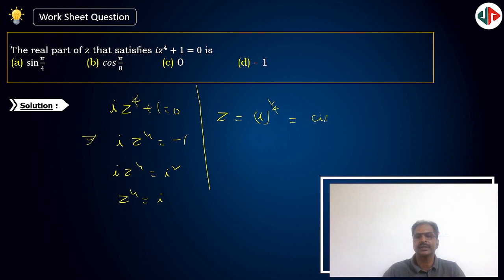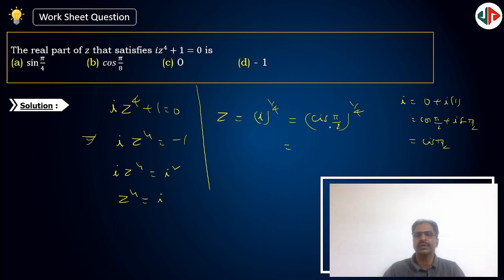i can be written as cos pi by 2 plus i sin pi by 2, whole power 1 by 4. Because i is 0 plus i into 1. 0 is cos pi by 2. i into 1 is sin pi by 2. This is nothing but cos pi by 2 plus i sin pi by 2.